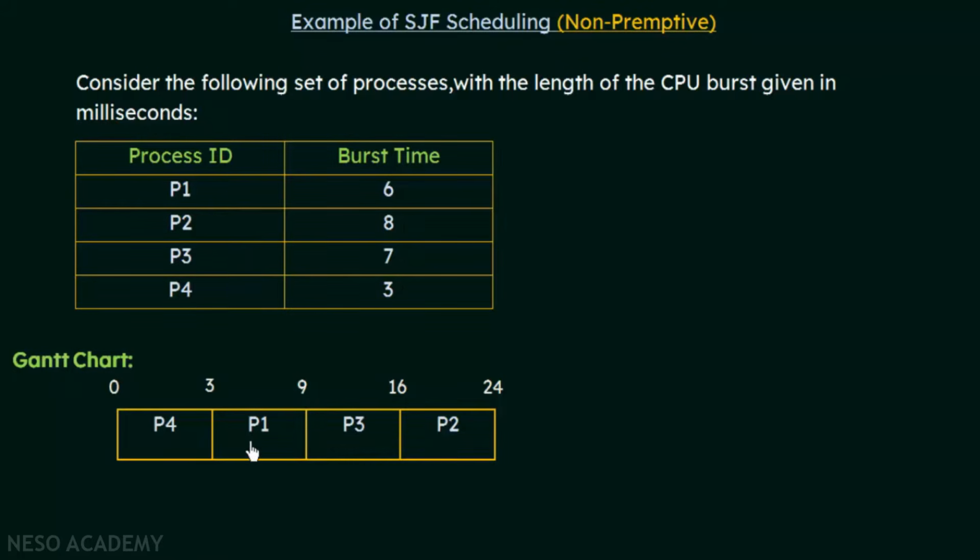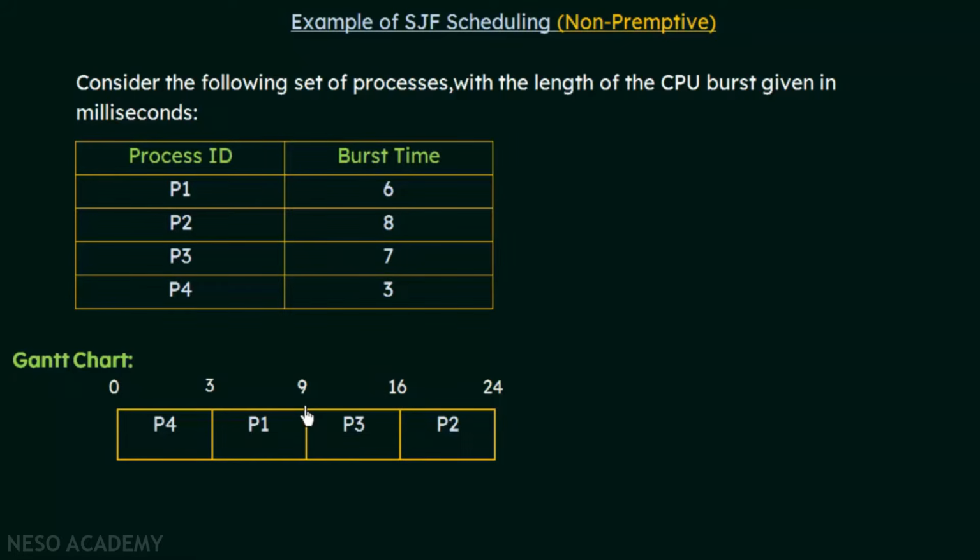So P1 will get the CPU next and it will execute for 6 milliseconds. So 3 plus 6 equal to 9. Up to the 9th millisecond, P1 will be executing. So what are the remaining 2? P2 and P3. Among this, which is the smallest one? It is P3, which is 7.